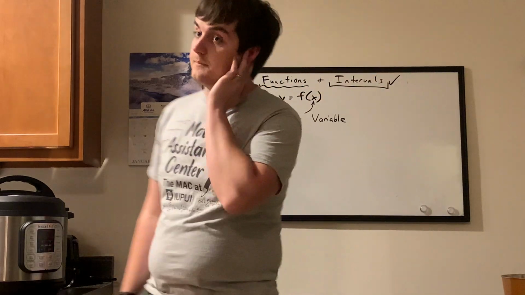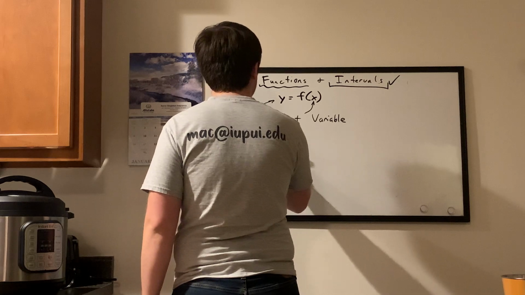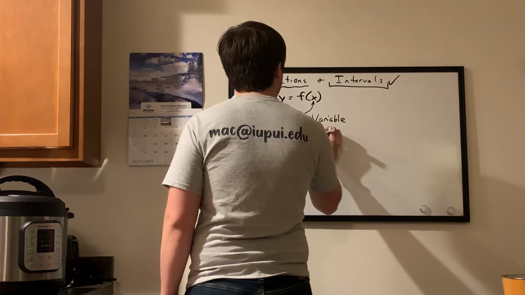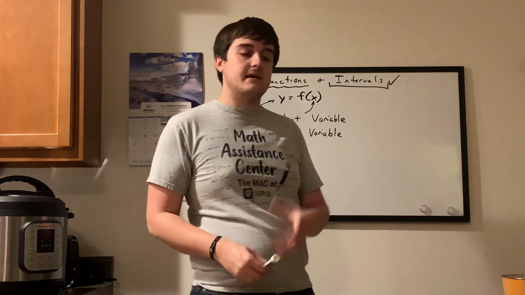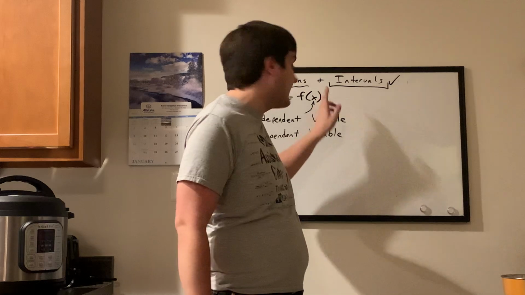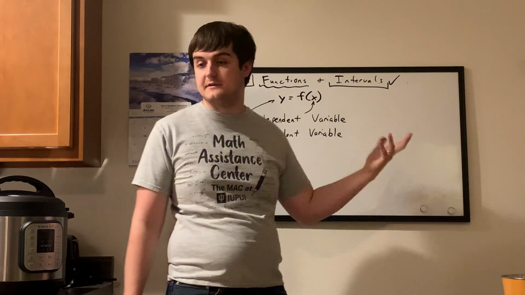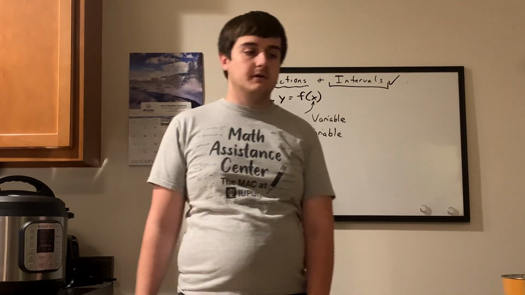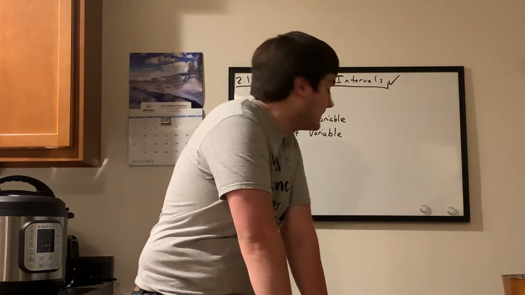So if x is the independent variable, that must leave y to be the dependent variable, right? So the only way I get that specific y is because I had a specific x that I put in to give me that y, right? It's dependent on the x. X can do what it wants, but y has to do whatever the x allows it to, right?